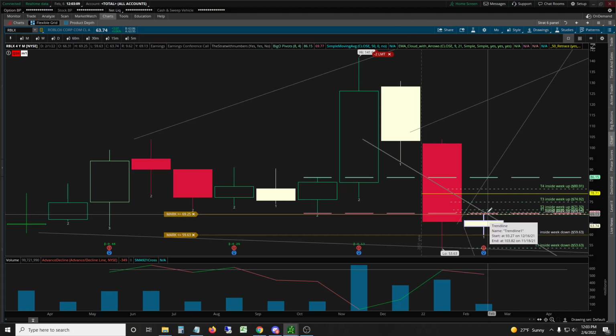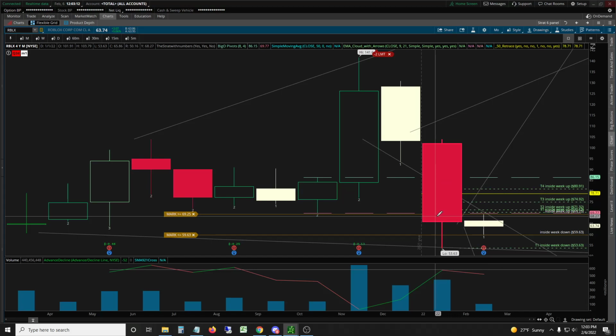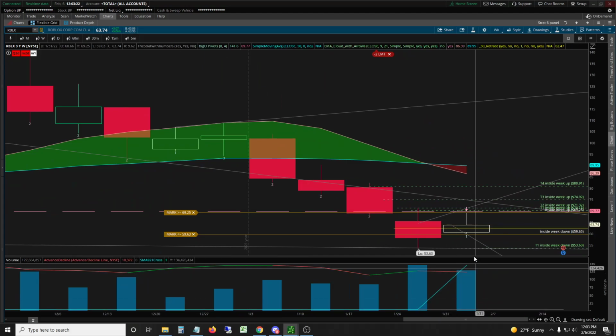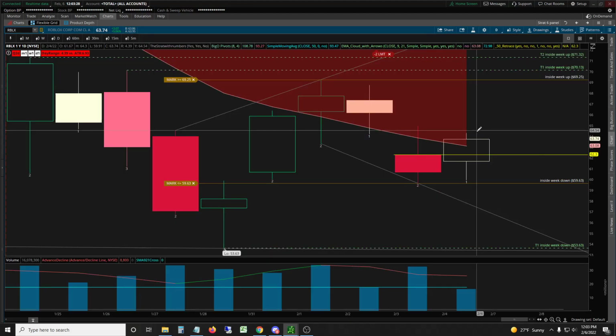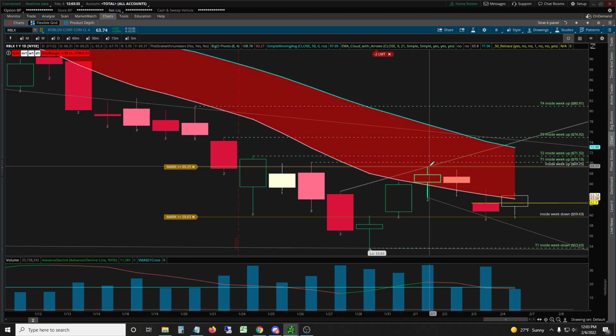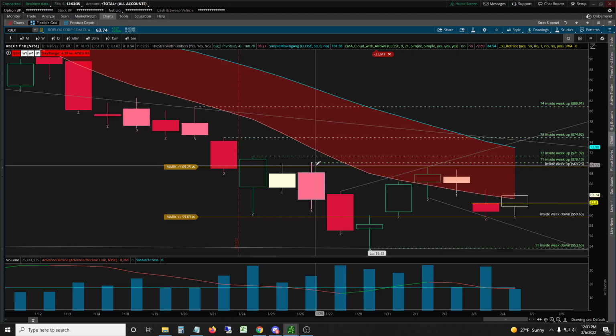Let's see what happens. But if we get a 2 up, let's go back to the weekly. Weekly was green, still inside. But if we get a 2 up, then we're going to be looking for targets up in here on a daily. The 2 up trigger is going to be right here. The trigger is 69.25. Target 1 is going to be 70.13.